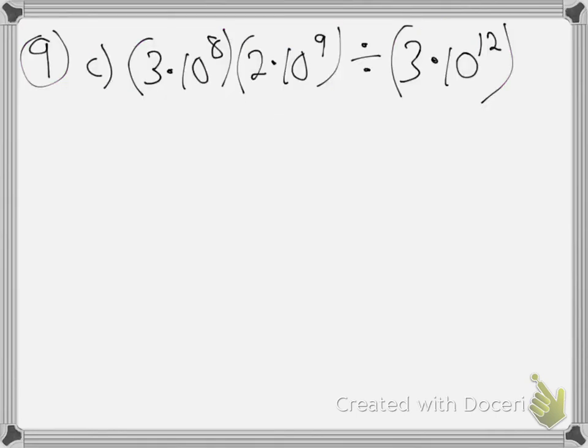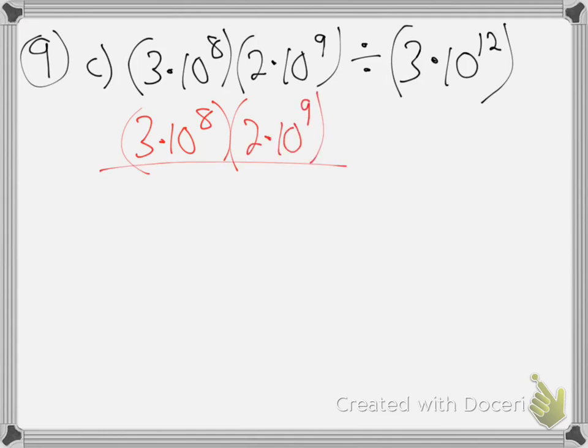I just think it's easier to write as a big fraction. So it's going to be 3 times 10 to the 8th times 2 times 10 to the 9th over 3 times 10 squared. Whatever you're dividing by goes on the bottom. I did it again. That's what I found with my own mistakes, that they repeat. They're not as random as one might think.